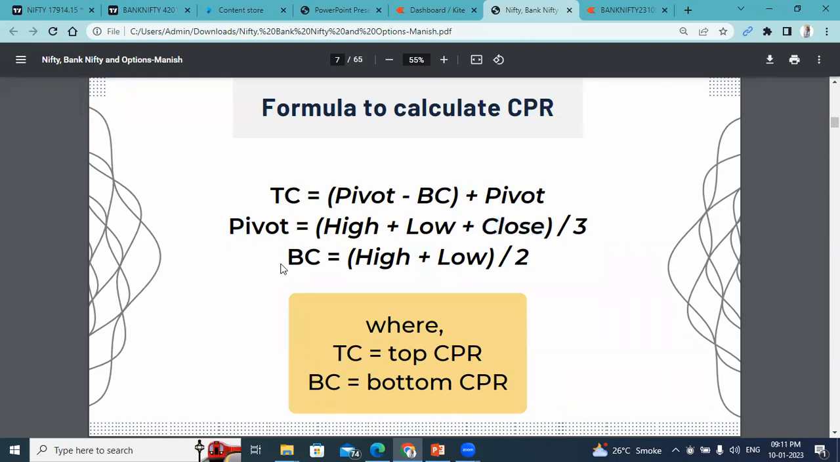Now, how to calculate bottom CPR? Take previous day high, take previous day low, and divide this by 2. So bottom CPR is the average of the previous day range. Whatever the previous trading session's range was, we are finding its average. That is bottom CPR. And when you use the first formula, you will get top CPR.